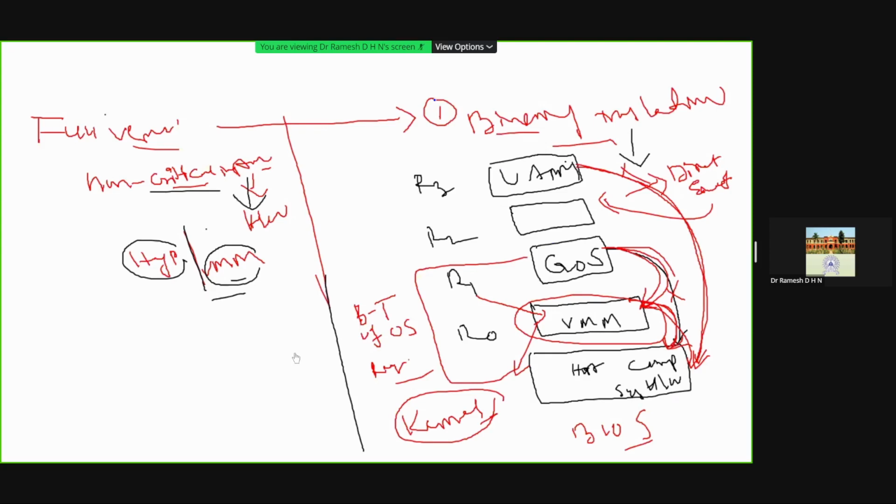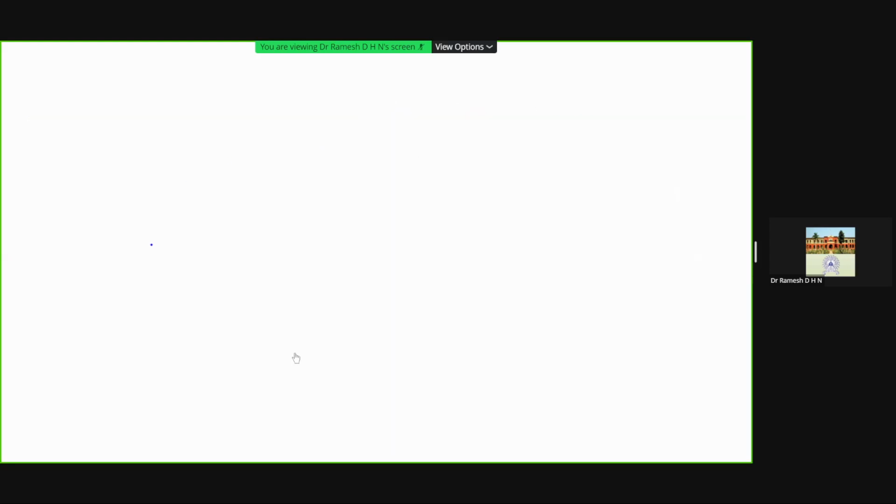Let me discuss another concept here. Under the category of virtualization, we have another modality, which we can call technique 2. The first one was technique 1, binary translation. This is now operating system assisted virtualization, or paravirtualization.